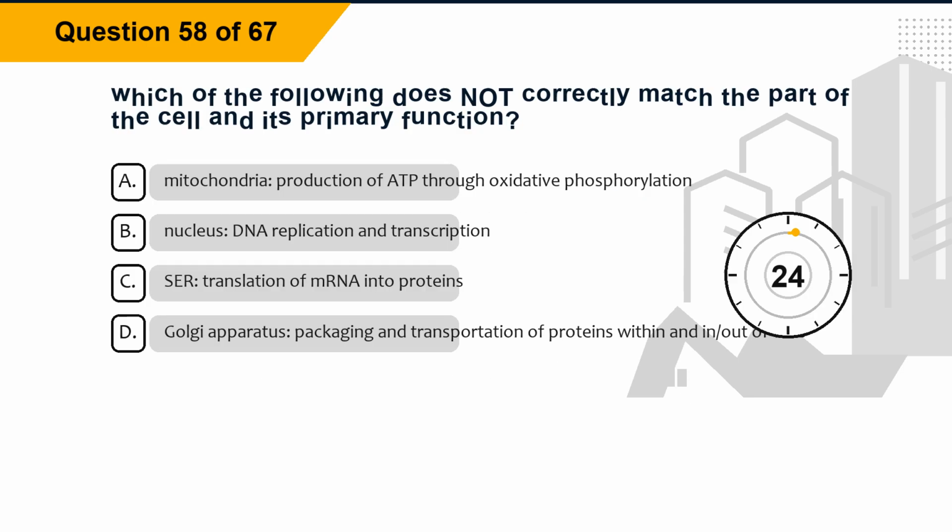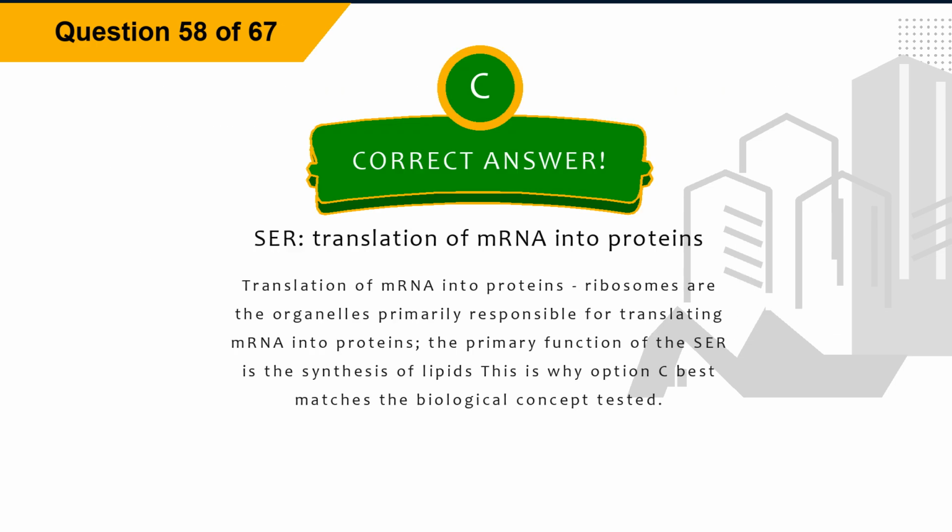Question 58. Which of the following does not correctly match the part of the cell and its primary function? Option A, mitochondria, production of ADP through oxidative phosphorylation. Option B, nucleus, DNA replication and transcription. Option C, SER, translation of mRNA into proteins. Option D, Golgi apparatus, packaging and transportation of proteins within and in/out of cells. The correct answer is option C, SER, translation of mRNA into proteins.